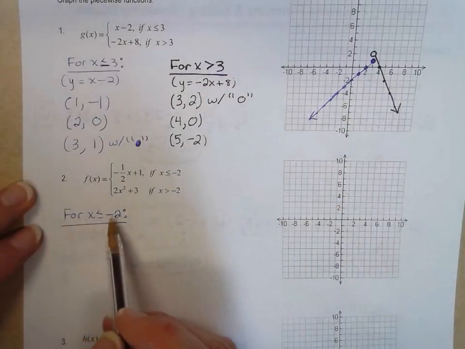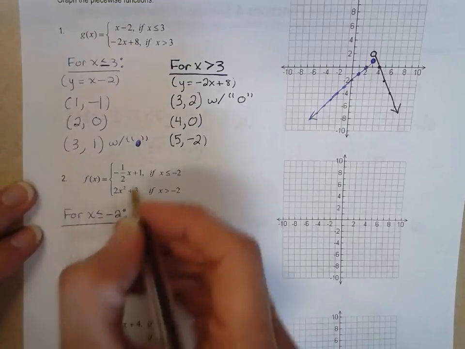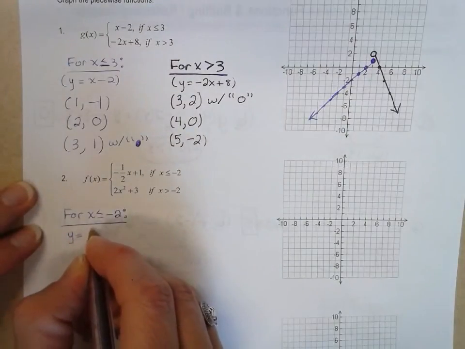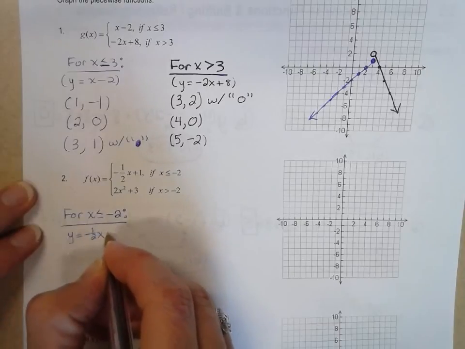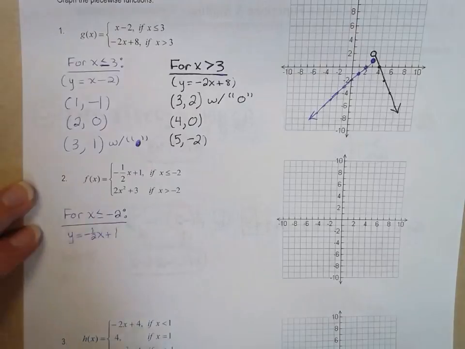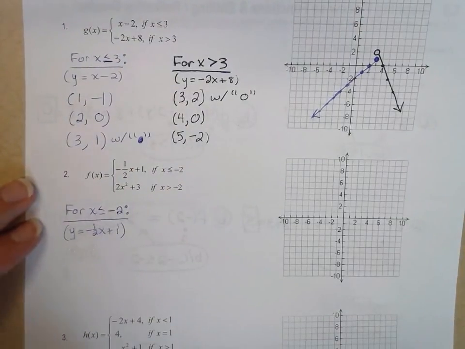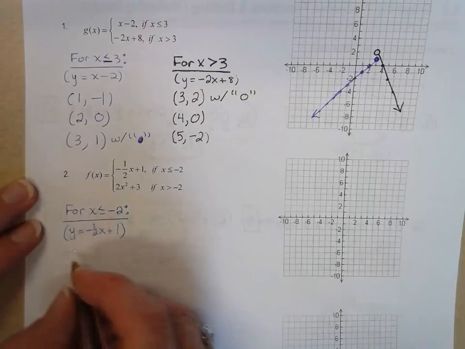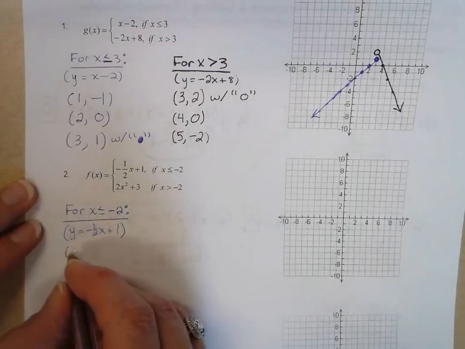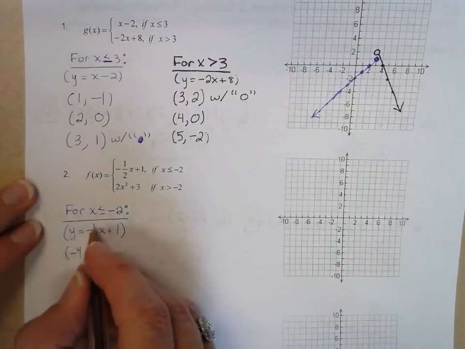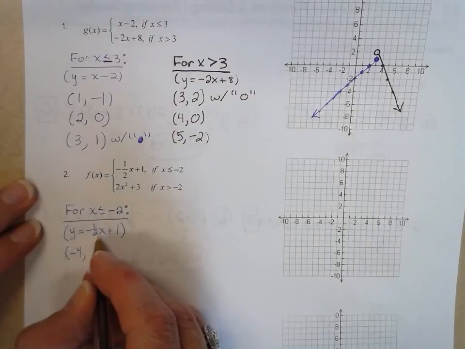So for x less than or equal to negative 2, we have this first rule. We're using the rule y equals negative 1/2 x plus 1. This is for the x values less than or equal to negative 2. So picking values less than or equal to negative 2, maybe I pick something like negative 4. Negative 4 times negative 1/2 would be 2, and then 2 plus 1 would be 3.